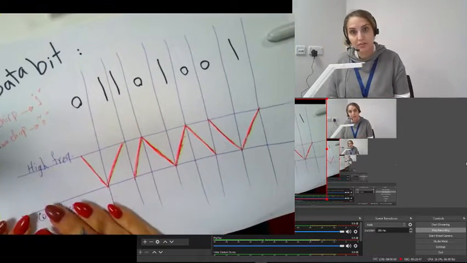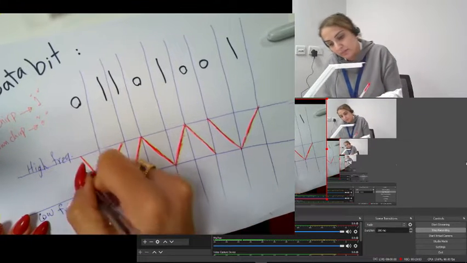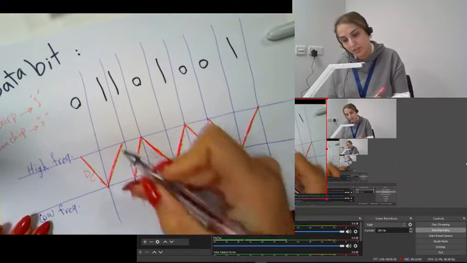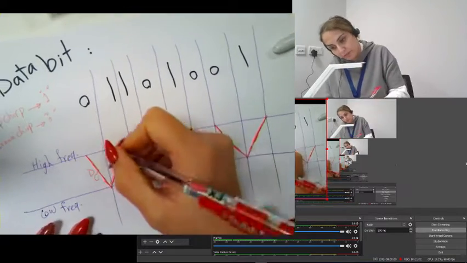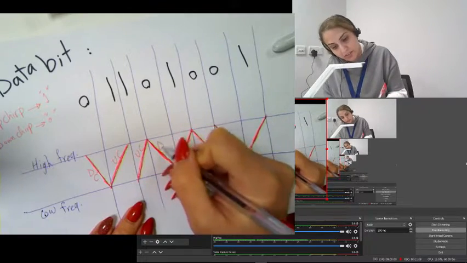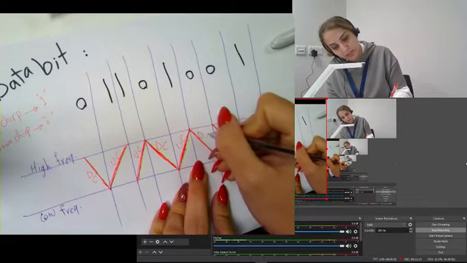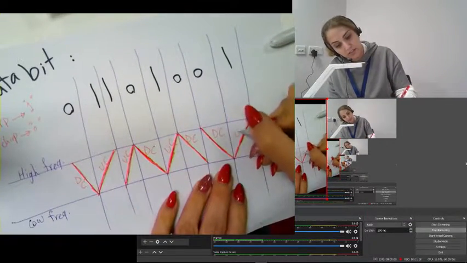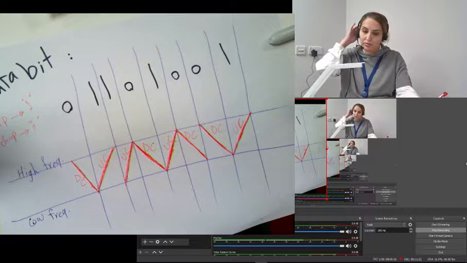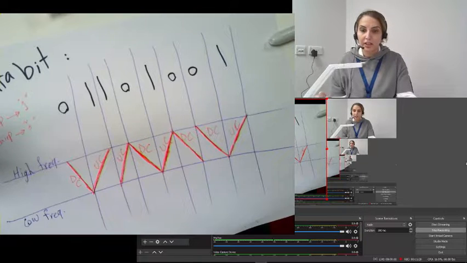Now let's look at it again. What is this one? This is down chirping. I'm writing DC, down chirping. What is this one? Up chirping, UC. UC, DC, UC, DC, DC, UC. That's how we can encode and convert our binary data using down chirping and up chirping.